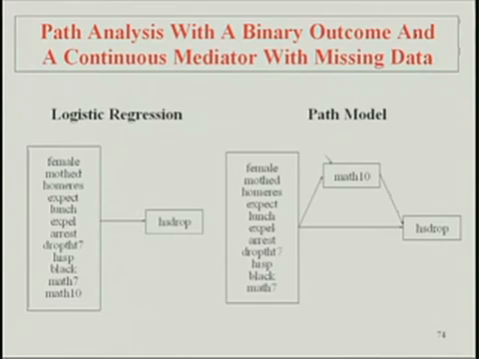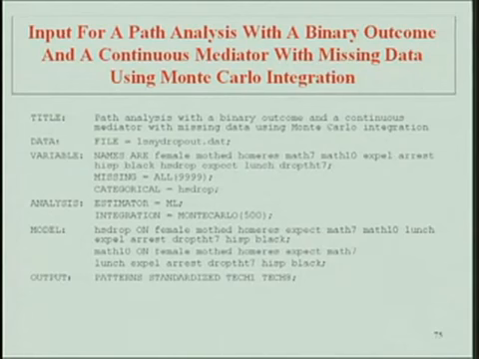So this is the model we're going to look at. As I mentioned, Math 10 is continuous. High school dropout is binary. So the input on the right screen, what's new is in the variable command here. We say categorical equals high school dropout. Any dependent variable that's not mentioned is assumed to be continuous. Here we're asking for estimator equals ML. That means we're asking for a logistic regression because we don't have the link equals probit here.